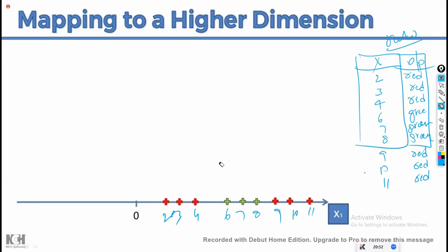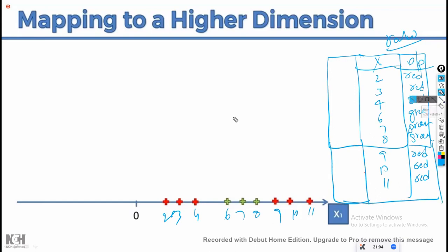Now, here what I'm going to do is create a new column. Whatever the original column I'm having, X, I'm going to keep as it is, and I'm going to create a new column in such a way that the new column is (X minus 5) whole square.